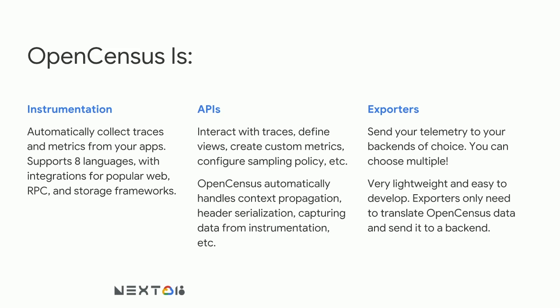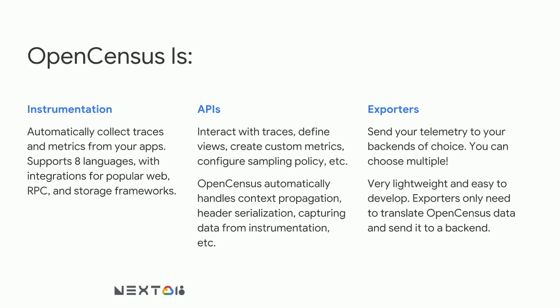And finally, the reason that we've been working with other vendors is this concept of exporters. Exporters are really small, lightweight pieces of code that allow you to send the data collected by OpenCensus to your backend of choice. One of those backends is Stackdriver. One of those backends is just writing everything out to logs. But you can also send it to backends like Datadog and SolarWinds and Instana and a number of other vendors in this space.